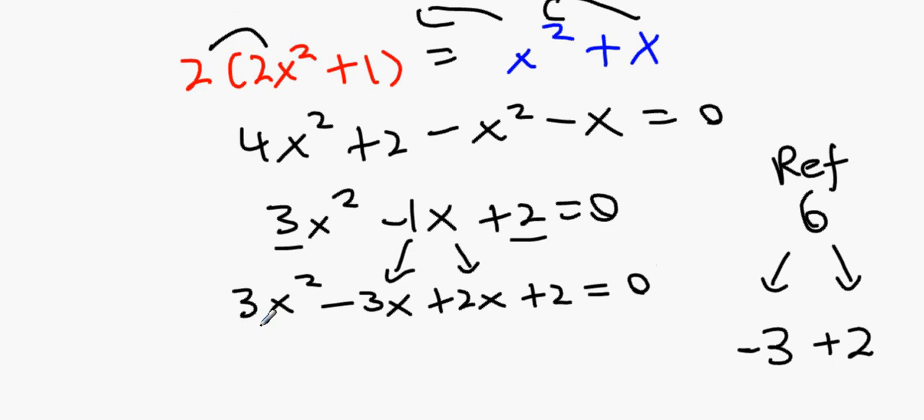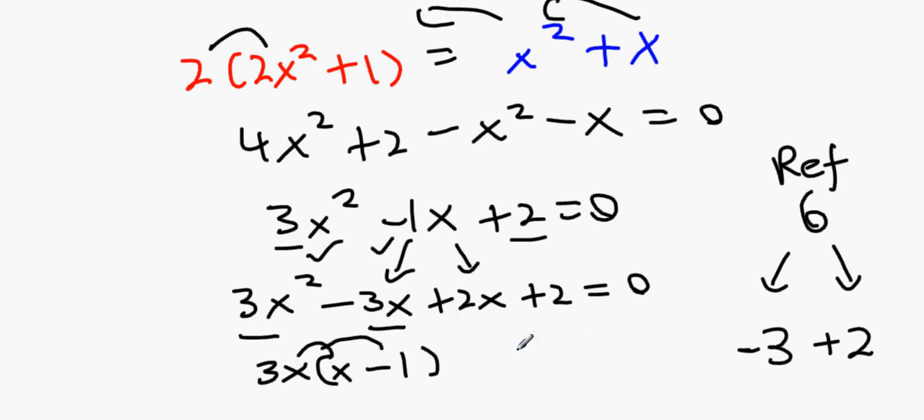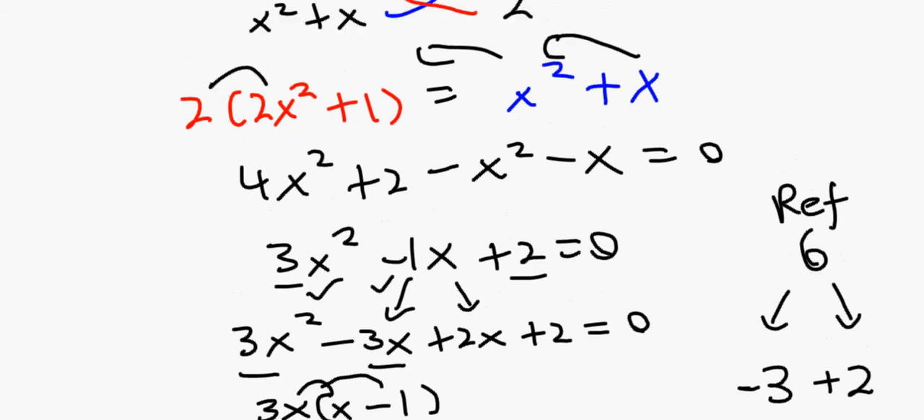Factorize. We can take 3 and x out of both of these. And what that's going to leave us with is 3x times x is 3x squared. 3x times minus 1 is minus 3x. So you got the two of them correct. We know that the next bracket usually has to be the same. Now, plus 2.